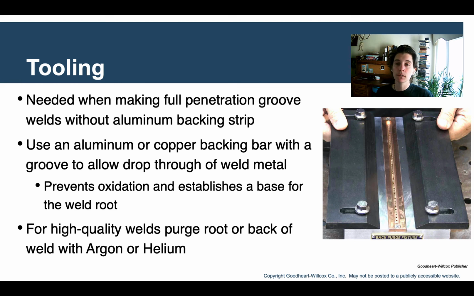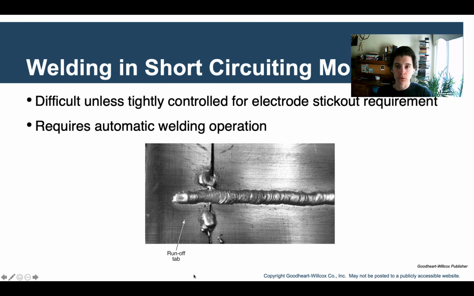And then tooling for aluminum, there are definitely some similarities between aluminum and stainless steel. So you can use these backing bars. This is another example similar to the ones we talked about for stainless steel. All of it is preventing oxidation. So the gas comes back through these little holes and covers the back of the weld. For high quality ones, you have to purge it with argon or helium. For aluminum, a lot more tooling is better, generally speaking.